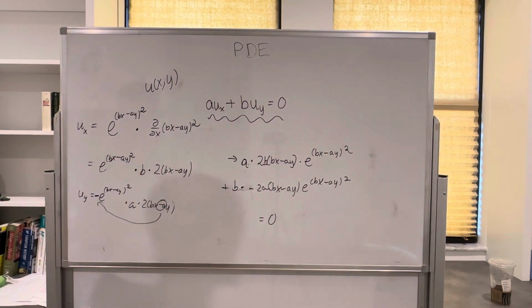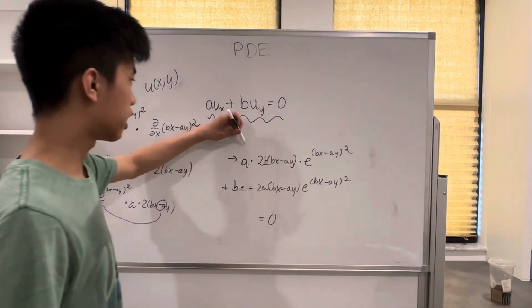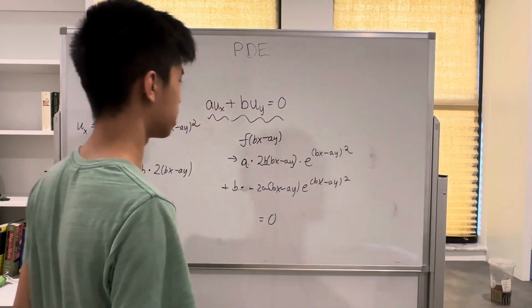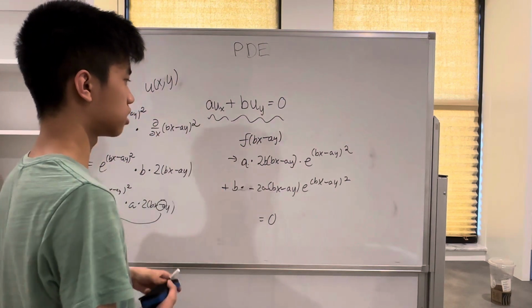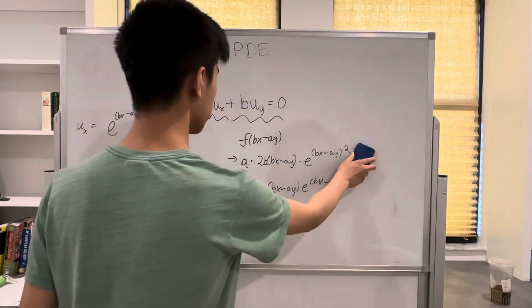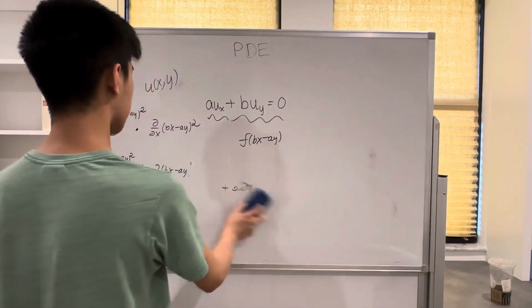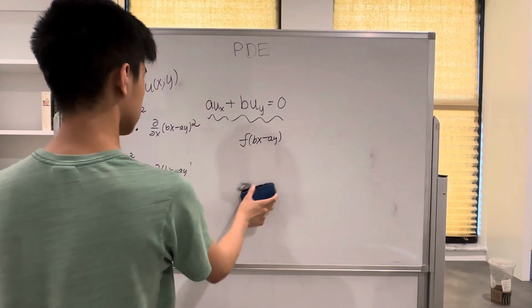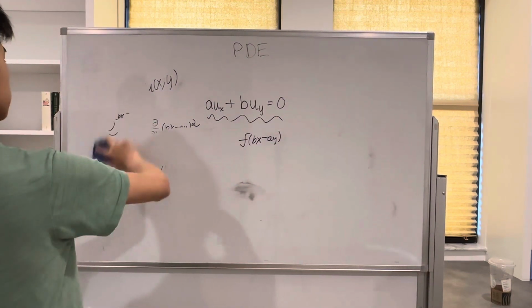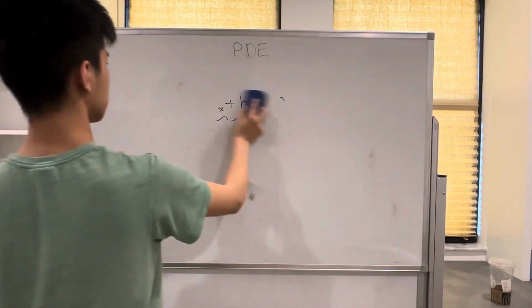So essentially, if you plug in any f of bx minus ay, it should work so long as it fulfills certain differentiability and continuity properties. I just thought that was an interesting tidbit for partial differential equations I would share today.